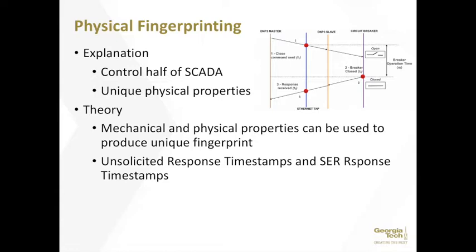The first is unsolicited response timestamps, which is calculated by the operating system, that kind of takes the difference between the time at which the command is observed and the time at which the response has been observed. The second is the SARE response timestamps, which is the difference between the time at which the command was observed at the tap point and then the application level event timestamp.